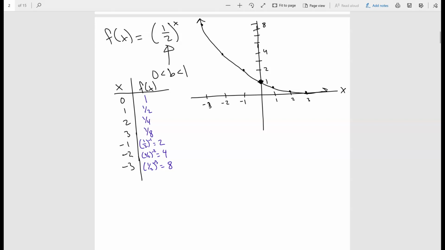So this is still growing exponentially, if you look at it from right to left. But since we look at things from left to right, you can see that it's decaying. So whenever your b value or your base is between 0 and 1, you will experience something called exponential decay.